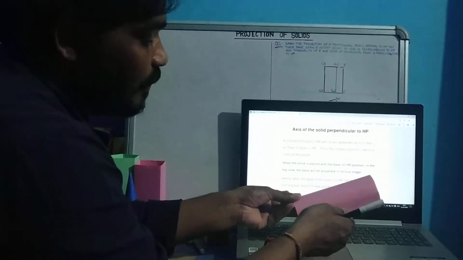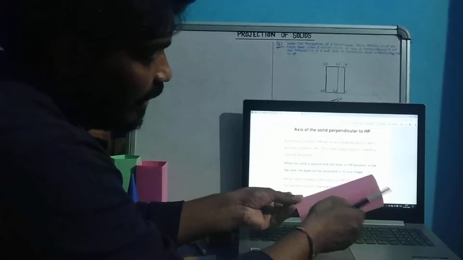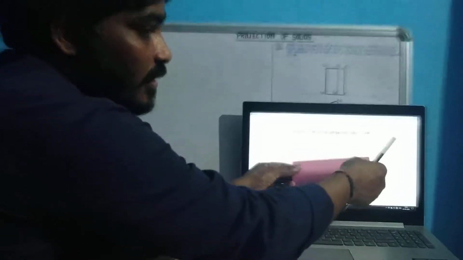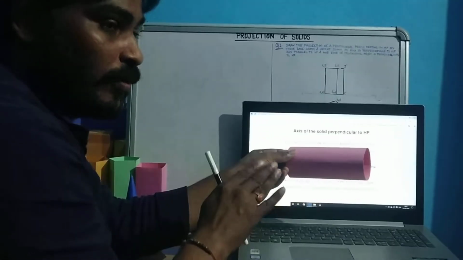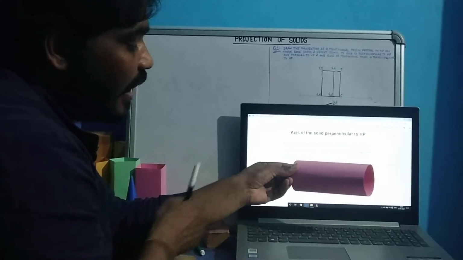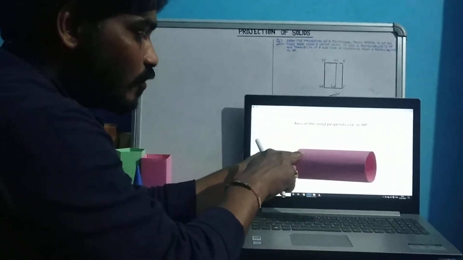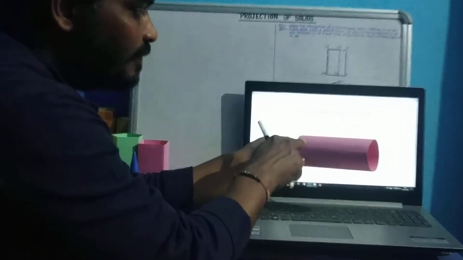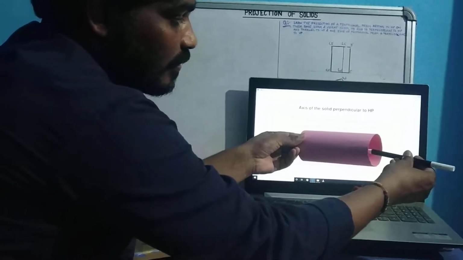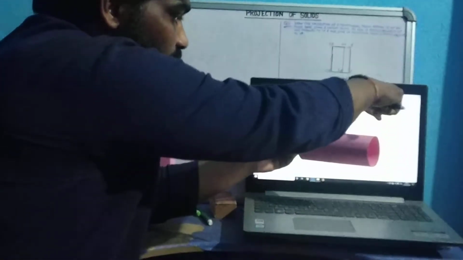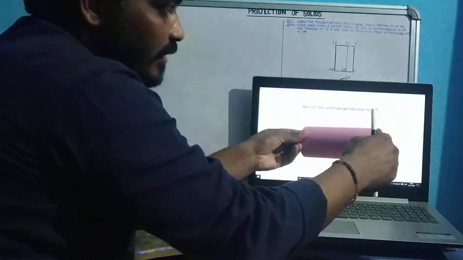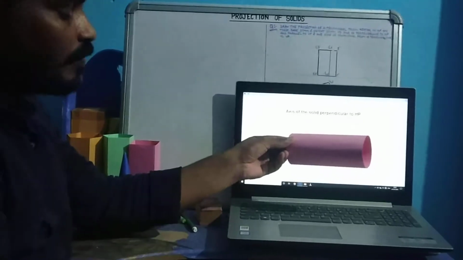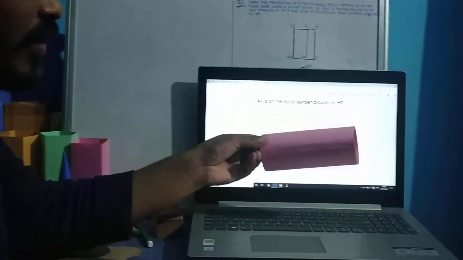Here, in the third case, it was inclined to HP. In the fourth case, we can incline it with VP. We can give inclination with VP, this inclination. In the fourth way, we can place the solid like this, and in this case we can say there is a solid, considering a cylinder, placed in the first quadrant in such a way that its axis is inclined to VP and its axis is parallel to the HP plane. That is the fourth way by which we can place our solid in the first quadrant, and there may be a fifth way.